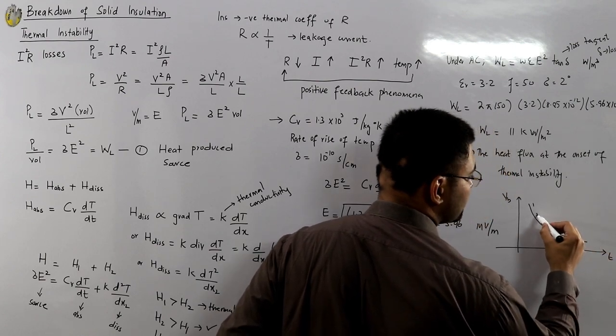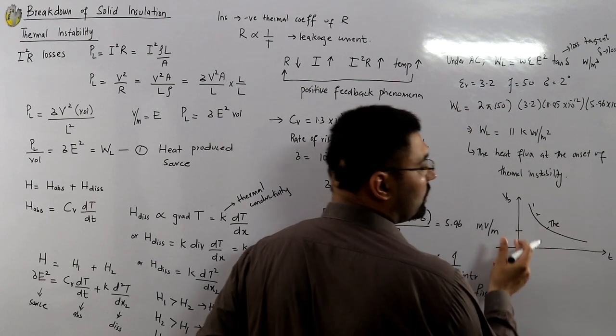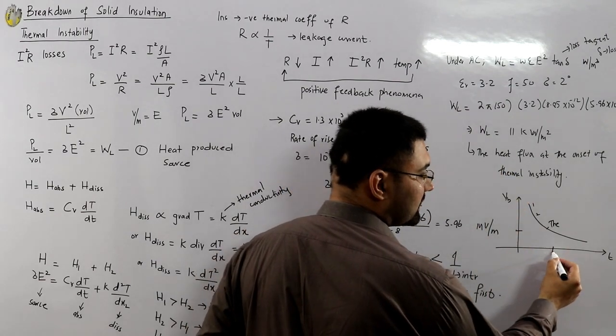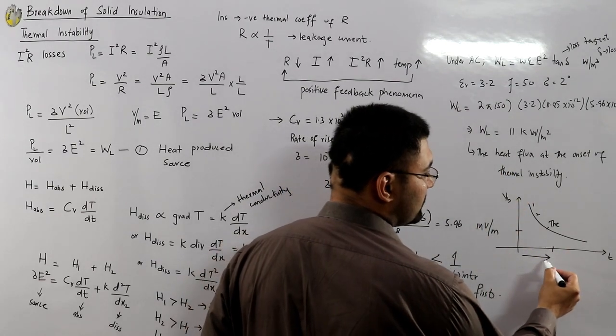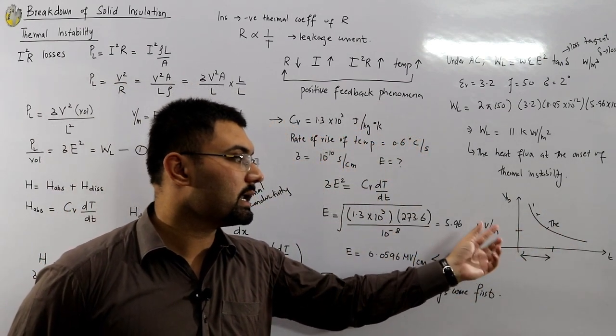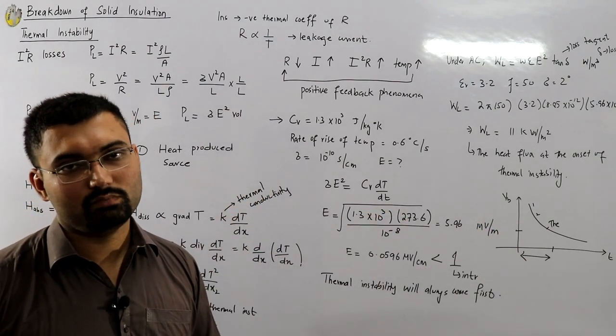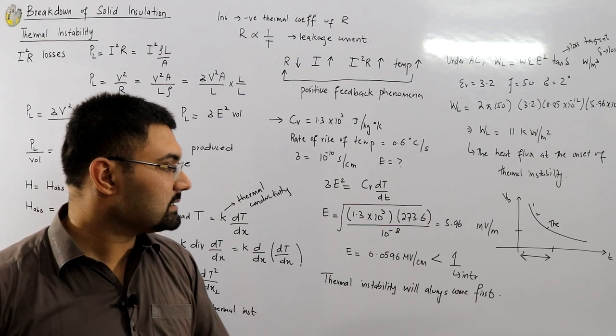This was intrinsic, this was electromechanical. Here is somewhat thermal. So have a look, the breakdown voltage is less for this, but it takes time, generally a few years. But then the thermal breakdown can occur at a very low voltage. But it takes time. Right? That is it about this video.